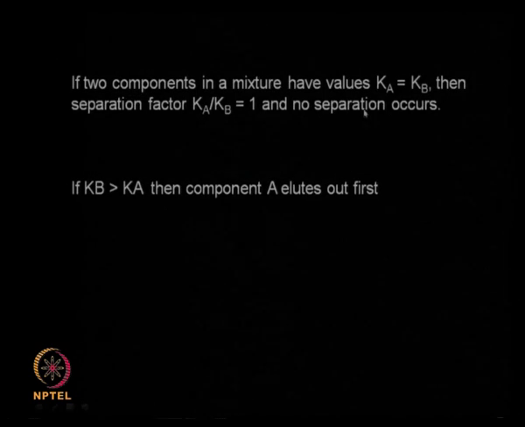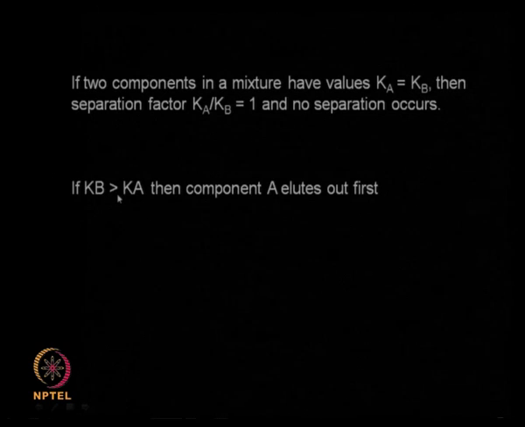If two components in a mixture have Ka equal to Kb, that means I have two components in a mixture and each component will have a partition coefficient, which could be called Ka and Kb. If Ka is equal to Kb, then we are in trouble, because there is not going to be any separation happening, as Ka by Kb is equal to 1. So Ka should not be equal to Kb and the difference should be considerably large, so that we can get a good separation. Either Ka can be larger than Kb or Kb can be larger than Ka.